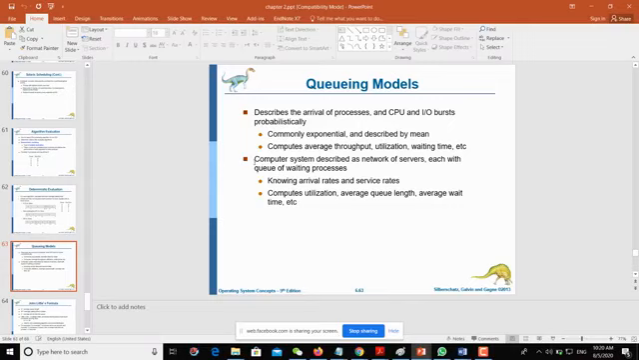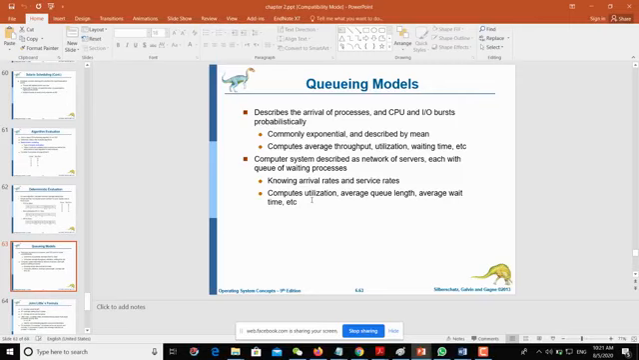And then in queuing models, the second point is that a computer system is described as a network of servers, each with a queue of waiting processes. We have a lot of servers connected in a network, and this is how normally a computer system is described, each with a queue of waiting processes. And in each system there are many different queues, like the multi-level feedback queue. We have already studied this algorithm, in which normally 2 or 3 queues take place. So in queuing models we may have different queues for processes in which they are waiting.